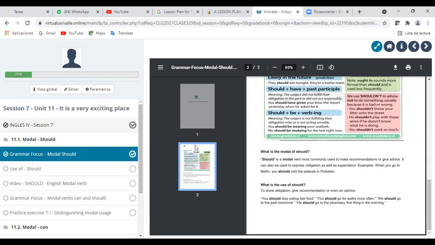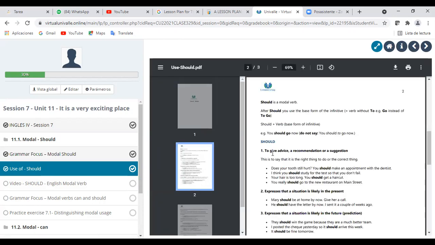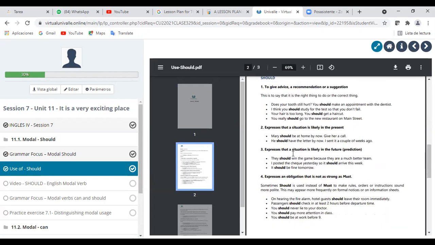Also in here we have a grammar explanation for you to get to know. The use of should. Here, should is a modal verb. After should, you use the base form of the verb, but without to. For example, go instead of to go. In this case, you should go now. Do not say you should to go now because that will be incorrect.